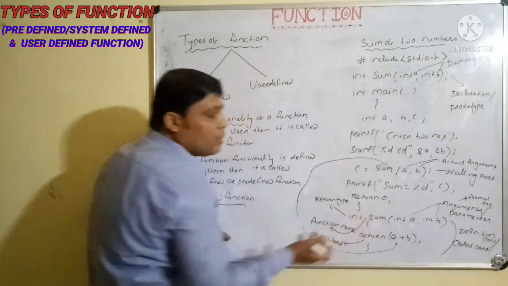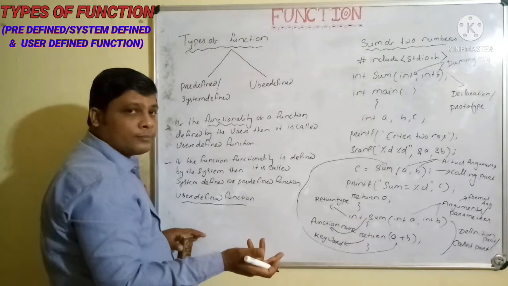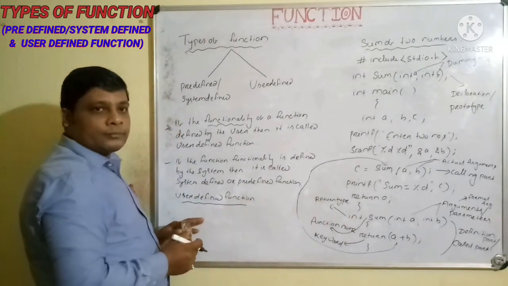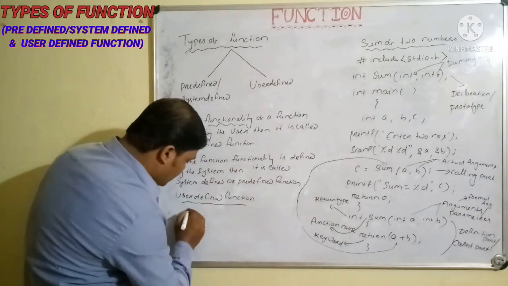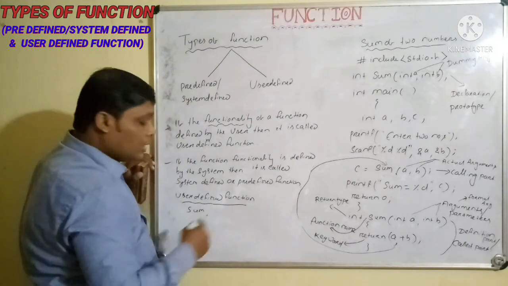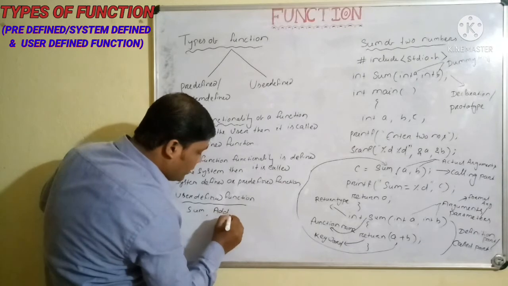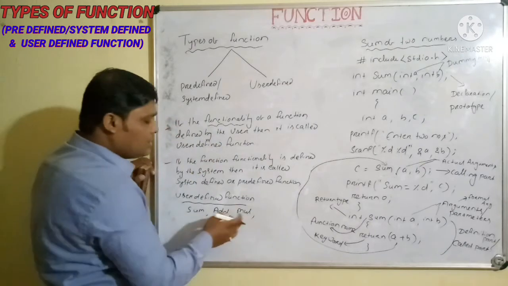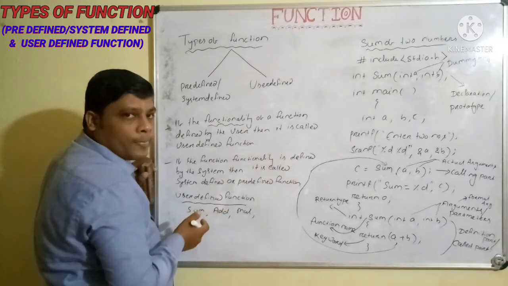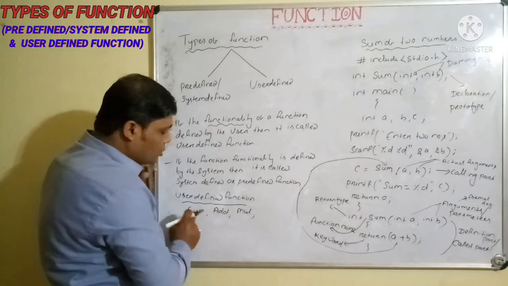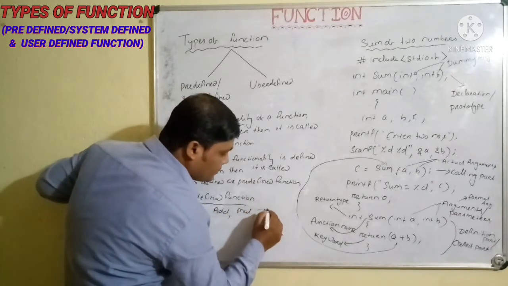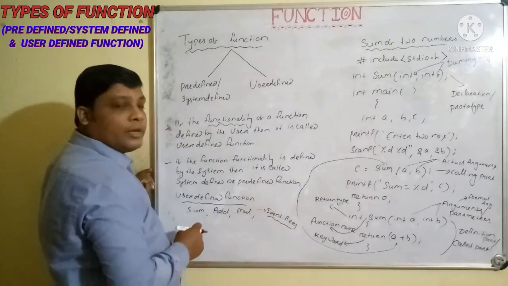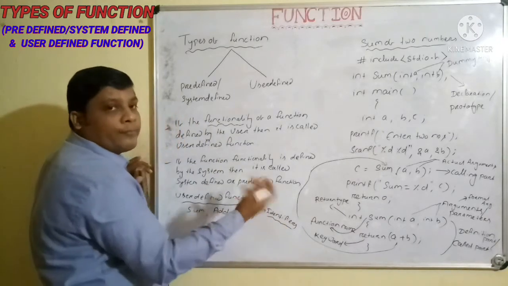So this sum is a user-defined function, because the user is defining its functionality, whether it will add or subtract or multiply. Clear? So sum, in this example, is a user-defined name. You may take add, you may take multiplication, for multiplication mul. This is an identifier, you may give any name. Clear? These are the user-defined names. These are the identifiers. Clear? You may give any name.